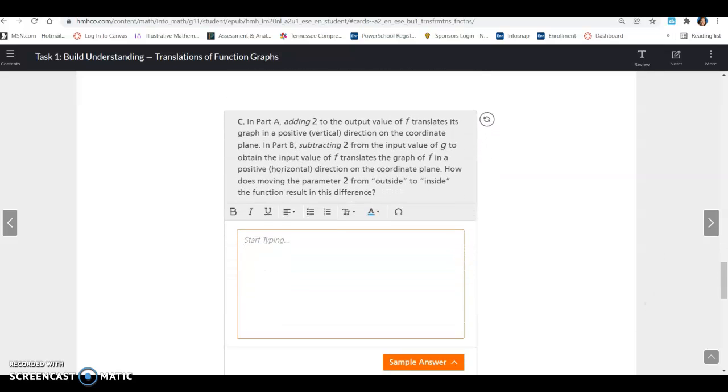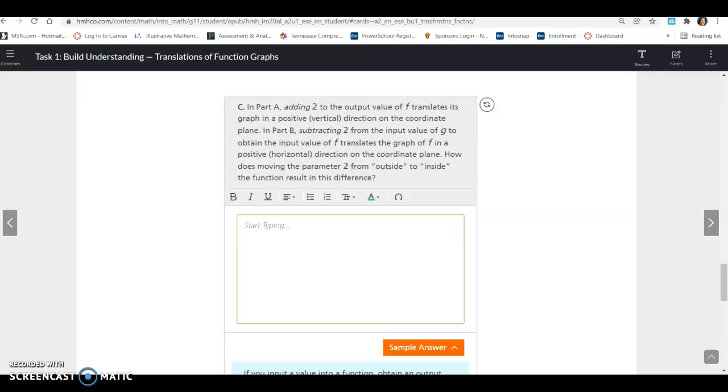All right, in part A, adding 2 to the output values of f translates its graph in a positive vertical direction on the coordinate plane. Remember, in the first one, it moved it up or down depending on the sign. In part B, subtracting 2 from the input value of g to obtain the input value of f translates the graph of f in a horizontal direction. How does moving the parameter 2 from outside to inside the function result in this difference?